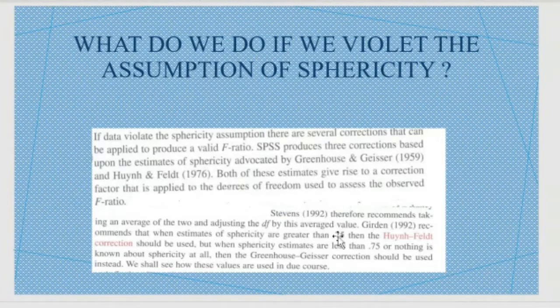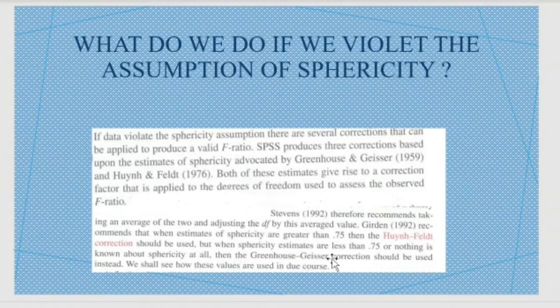So there are two things. First, if the value of sphericity is greater than 0.75, then we'll use the Huynh-Feldt correction. And if it is less than 0.75, then we'll use the Greenhouse one. Another thing I will explain later. Just now remember, if it is greater than 0.75, we'll use the Huynh-Feldt correction, and if it is less than 0.75, then we'll use the Greenhouse-Geisser correction.